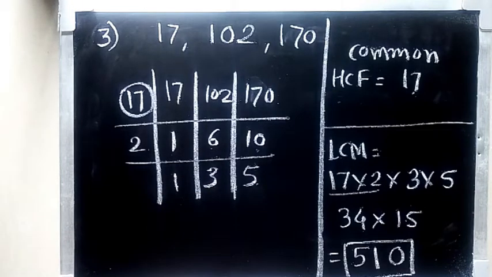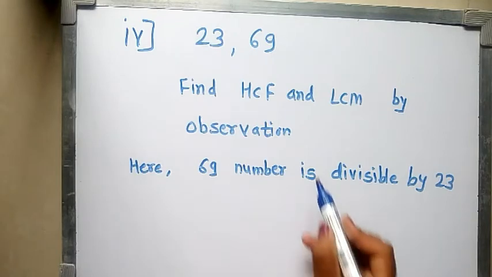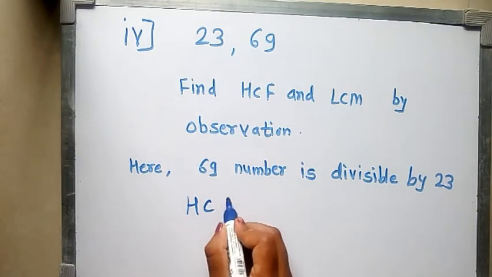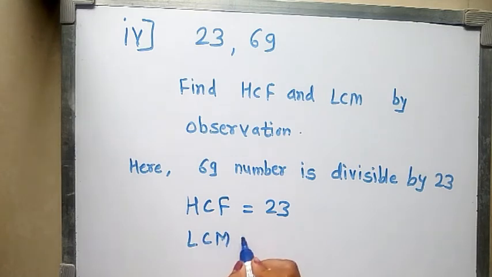Next example is 23 and 69. Find the HCF and LCM by observation. Here 69 is divisible by 23. So the HCF is 23 and LCM is 69.